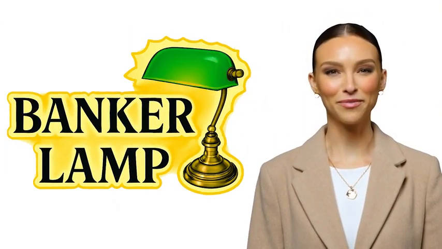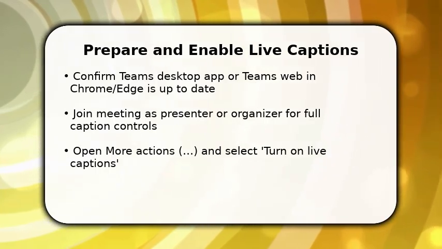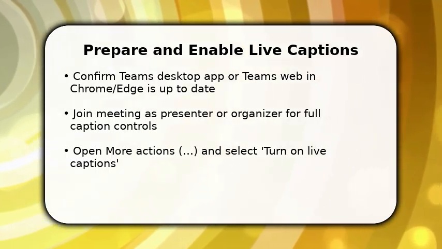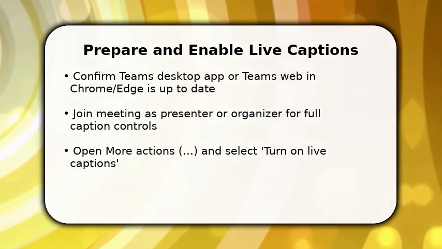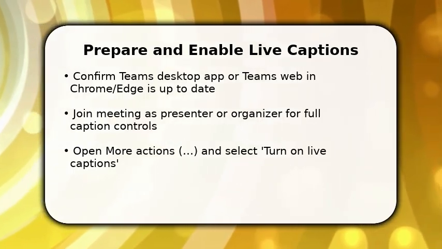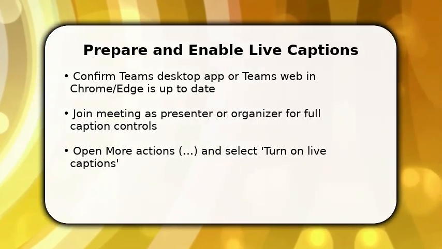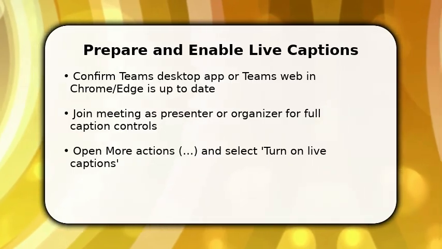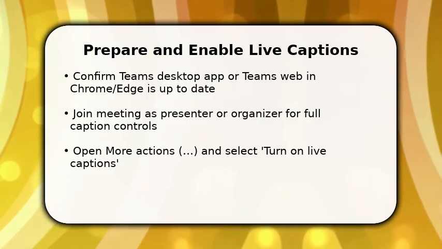Please enjoy the video. You start by making sure live captions are available, update Teams, and join the meeting as a presenter or organizer. Once in the call, click More Actions, then choose Turn on Live Captions so speech begins to appear. If you prefer a language, use caption settings to pick the spoken language. This improves accuracy. You do this now because early activation captures the entire dialogue and avoids missing the first spoken lines.